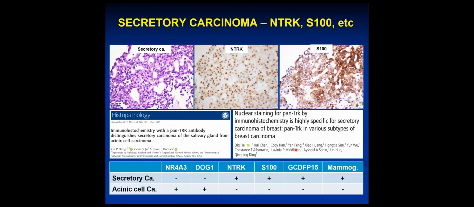Then secondary carcinoma, which is not quite common, but we do see sometimes in practice. For example, this is one of my examples. We were concerned about secondary carcinoma, and then we can use markers including, for example, S100, GCDFP, mammaglobin, and in this case, I did an NTRK immunostaining, and you can see there is good nuclear staining, and of course, strong S100 staining. So compared to its close mimic acinic cell carcinoma, secondary carcinoma is negative for NR4A3 and DOG1.